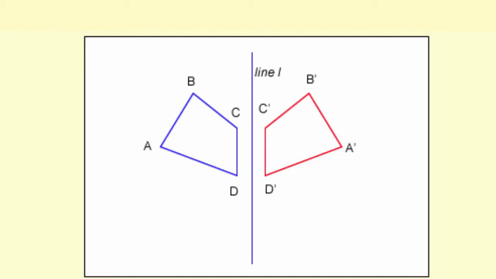So the big picture for this lesson is reflections and perpendicular lines. A reflection is an example of rigid motion. That means an object moves but it doesn't change size or shape. So there are two parts to reflection.